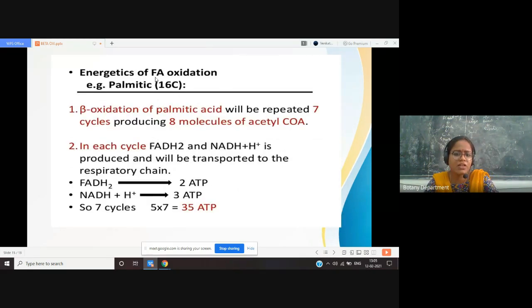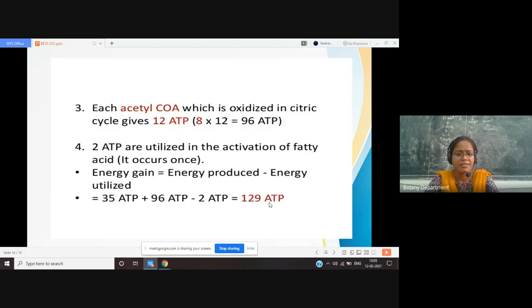See, energetics of fatty acid, did you understand how 35 ATP are produced? This 35 ATP produced plus each acetyl CoA which is oxidized in the citric acid cycle gives 12 ATP. Do you have an idea about citric acid cycle, right? Krebs cycle. It gives 12 ATP, right?